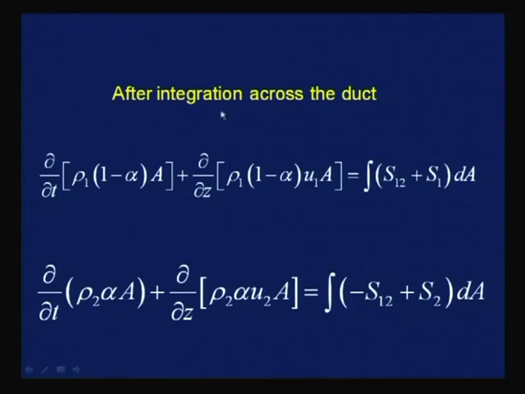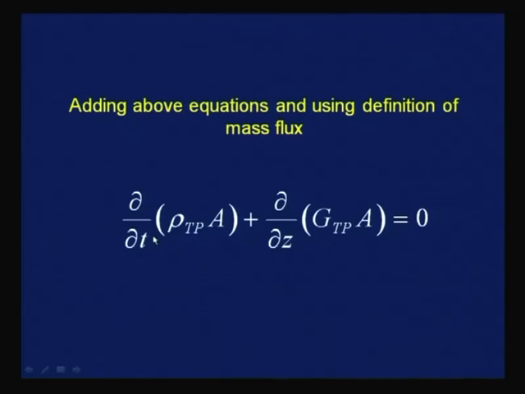Therefore, this particular term becomes g t p into a. If we add these two, s 1 2 minus s 1 2, they cancel out. S 1 s 2, I have already told that we never have external sources of matter entering. So, these cancel out. Therefore, this plus this finally gives this particular expression. This is the equation of continuity for the mixture, agreed?